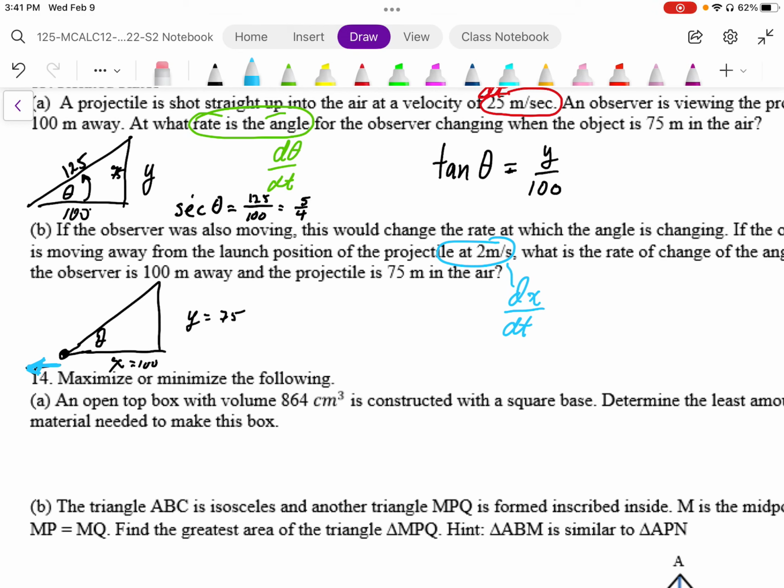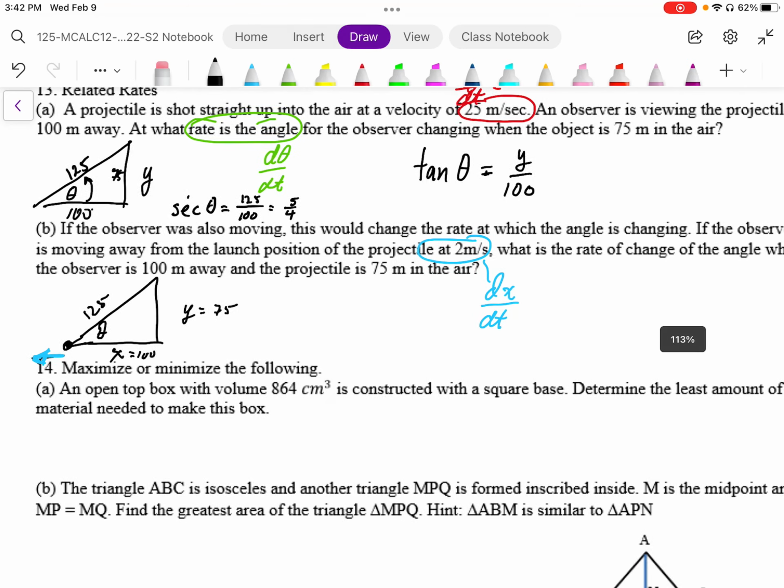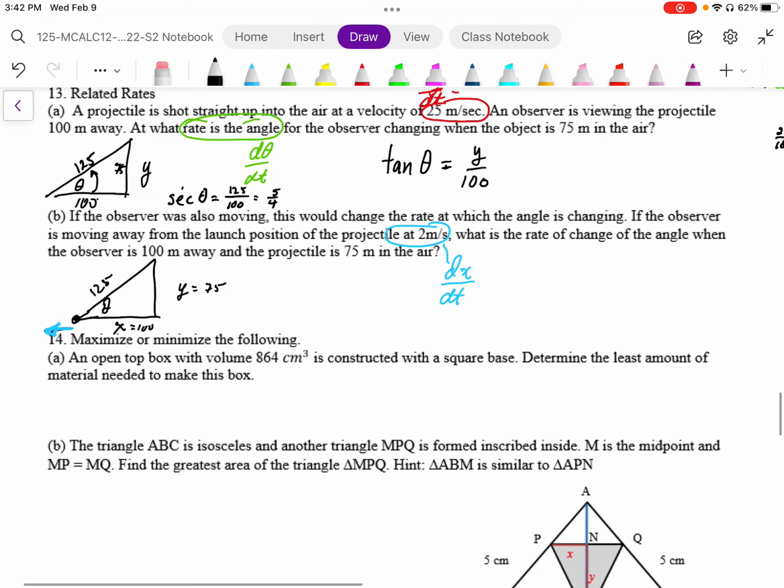Now the x is at 100, but it's going to change. So we have a dx by dt. We're still measuring the change in angle in this same position, so we could still use the same triangle. So that's going to be 125 meters. And I can work out theta, but I could also work out any of the other trig ratios because I have the three sides.